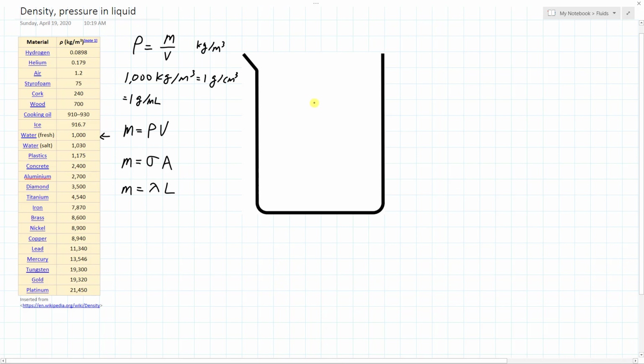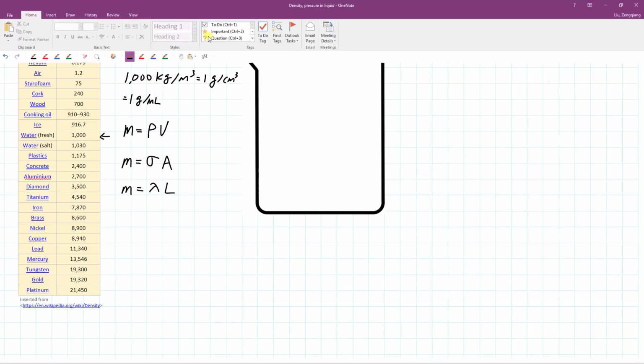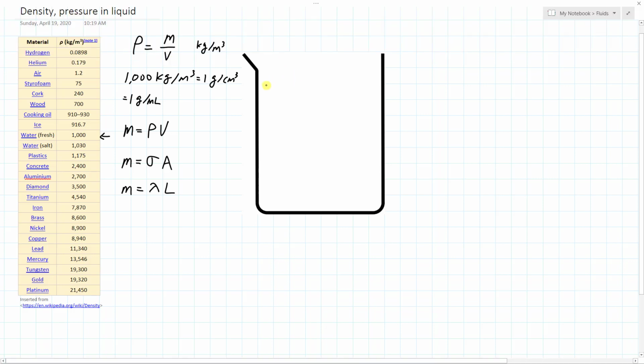So now that we know the relationship between density and mass, let's move on to the right side. We'll discuss pressure in liquid. So this is an empty beaker. Let's fill it with some water. So give it a blue surface. The top is air and the bottom is water.